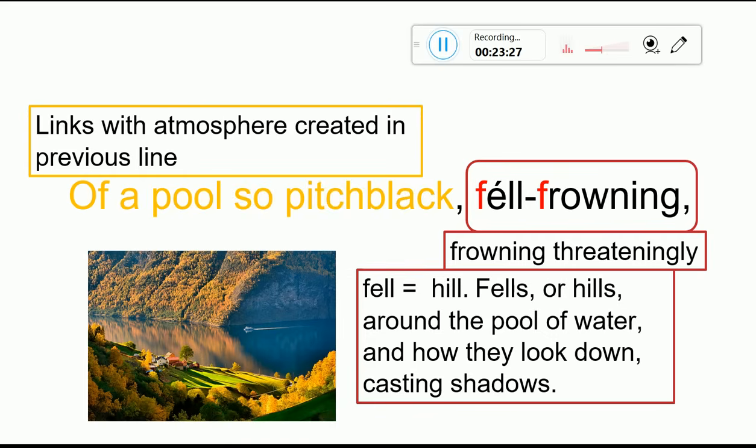They cover it with such shade, right? Remember, we said now he shifts our attention to also the vegetation around the riverbed. They cover it with such a shade that the water seems pitch black in color, because the stream is surrounded by trees. The shade produced by the trees indeed makes the water to be what? So pitch black. But again, fell frowning. It means that around the pool of water, they look down, casting what shadows.